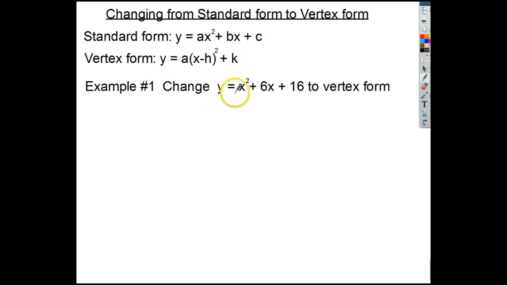Alright, so here we're going to change something that's in standard form to vertex form, and we've got a y here instead of a 0. So here's how we do this. When we get through, we want this answer to be y equals, right? We're going to go from standard to vertex. Since the left-hand side is exactly like we wanted in the answer, we take a slightly different approach to completing the square.